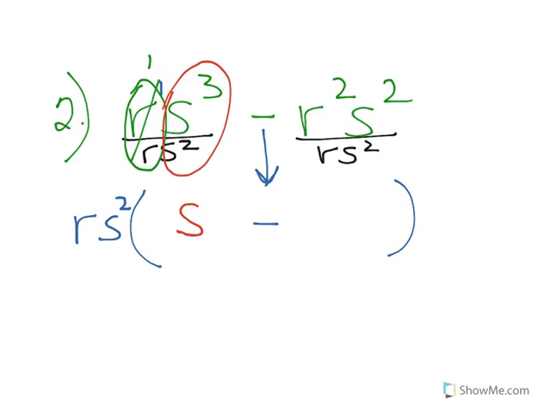And let's take a look at the second term. So r squared divided by r is just going to be r. And s squared divided by s squared just reduces out to be 1. So there's no s in the second term of our parentheses.